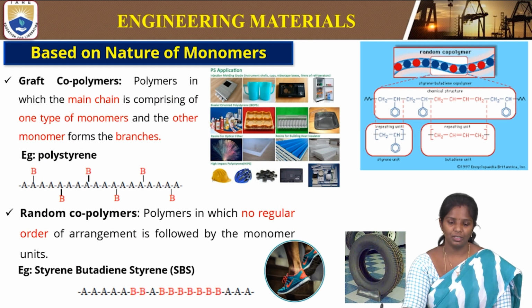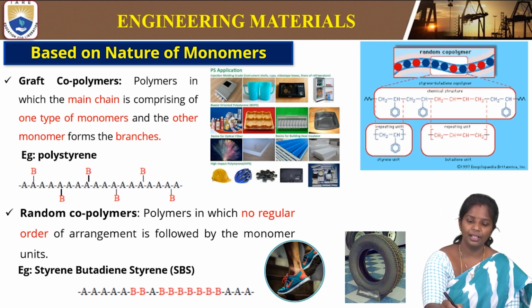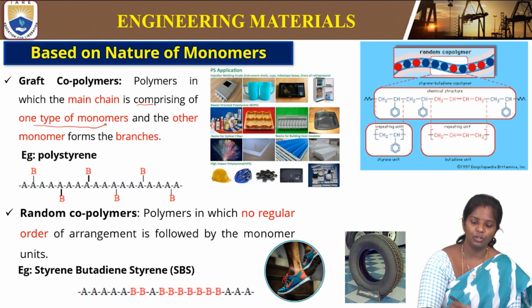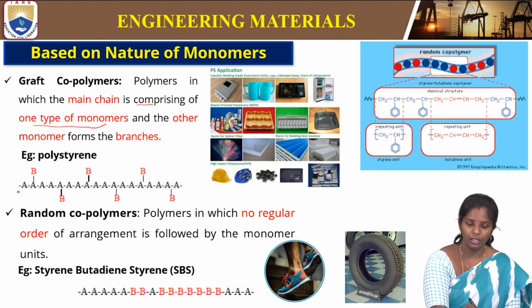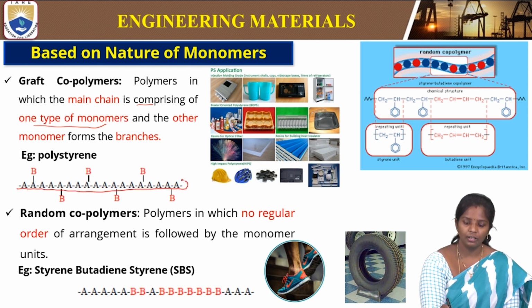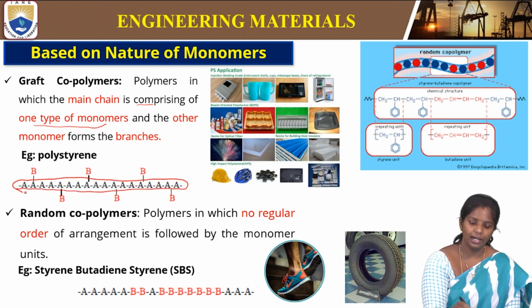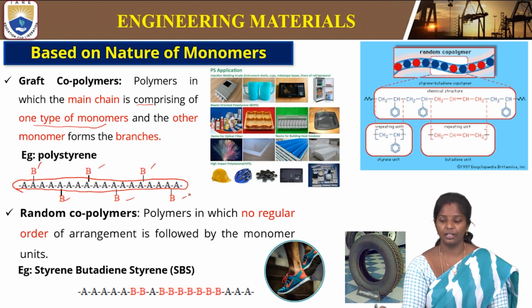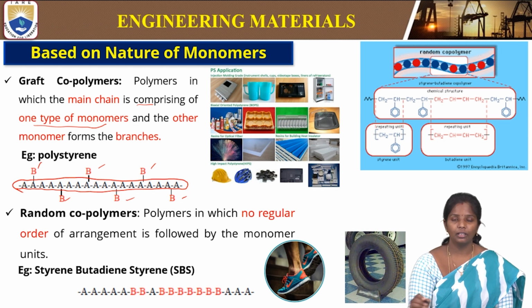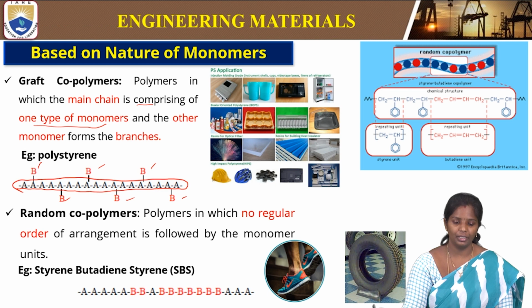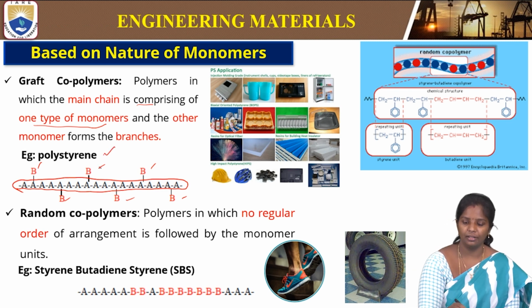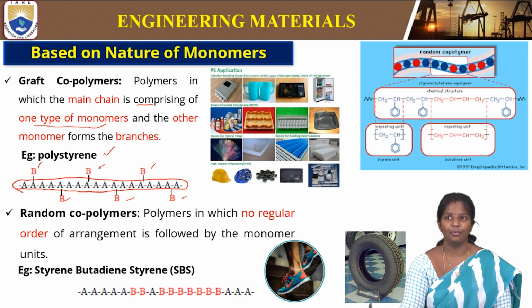Then graft copolymers, the polymers in which the main chain comprises one type of monomer and the branches comprise a different type of monomer. For example, this is a linear chain that is forming, and the branches are different monomers. So the arrangement is different. This is how grafting takes place. So graft copolymers are formed. Polystyrene is a good example for these graft copolymers.